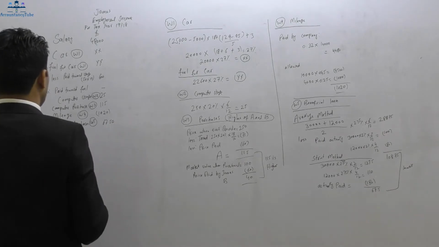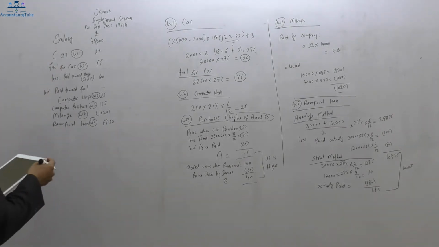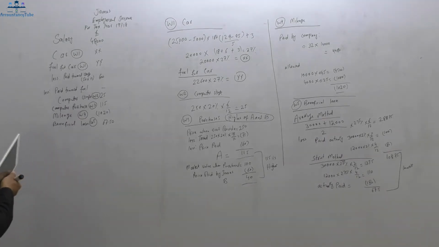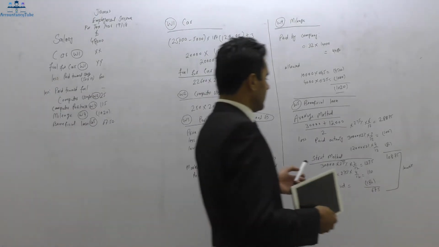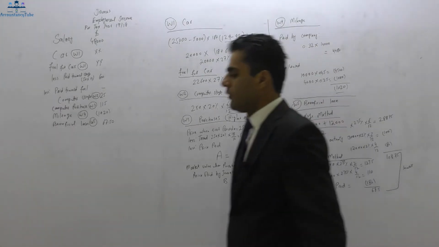So that's my beneficial loan. Mileage allowance is already in minus anyway. Right. So that was this example. I will just quickly revise this for you.